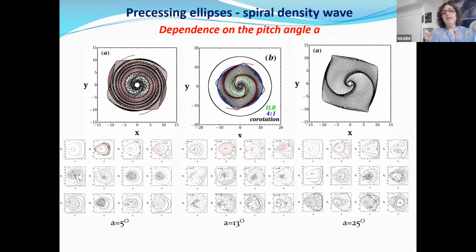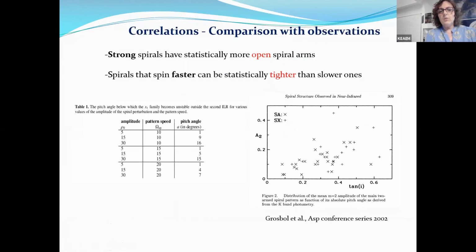And finally, we see the dependence on the pitch angle, where for small pitch angle, chaos is introduced, and therefore we can no longer have a realistic spiral density wave when we have a constant amplitude and a constant pattern speed. So we put all these values in a table here, trying to find some correlations between these three parameters: the amplitude, the pattern speed, and the pitch angle below which the X1 family becomes unstable outside the inner Lindblad resonance.